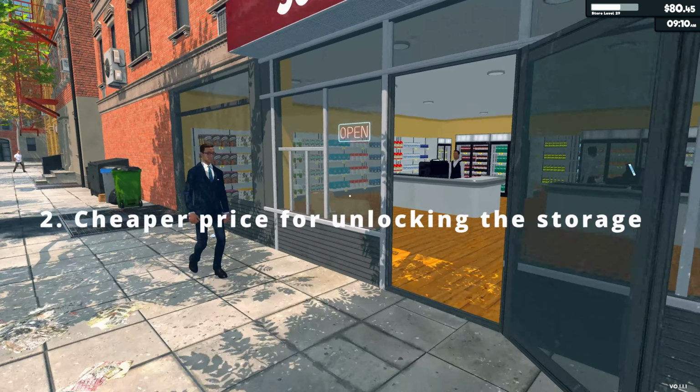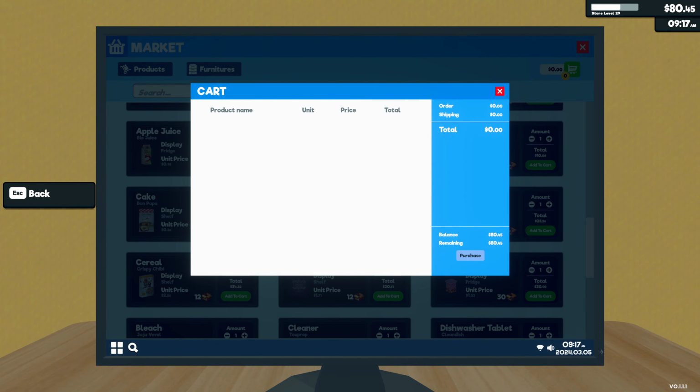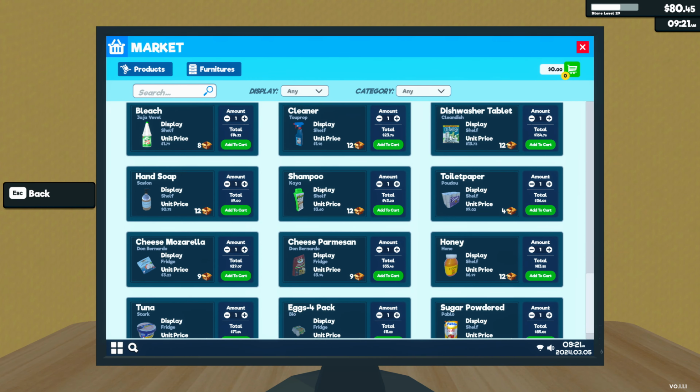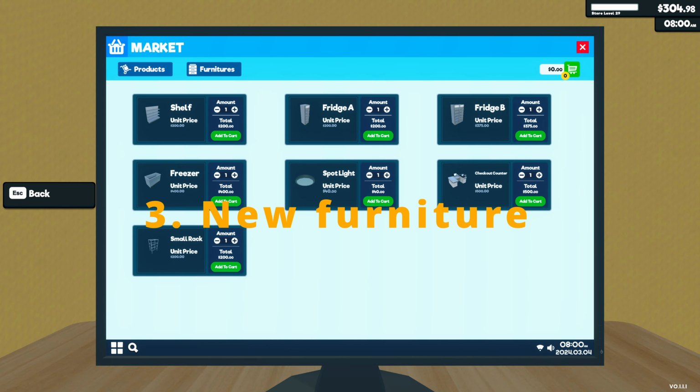With the initial release, the price of the storage was 6,000, then reduced to 1,000, and now after the storage update to 800, which is a lot more reasonable. The storage rack is the new furniture you can buy from the market, and you can use it to store your boxes in the storage.